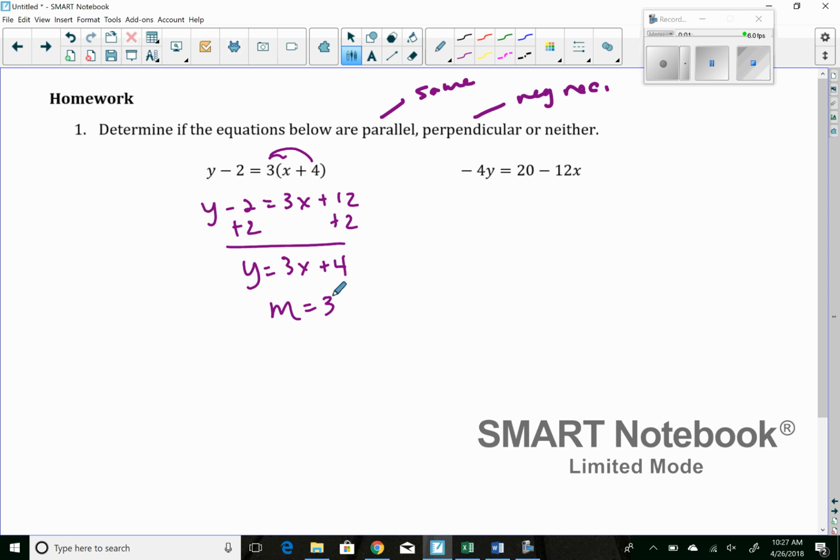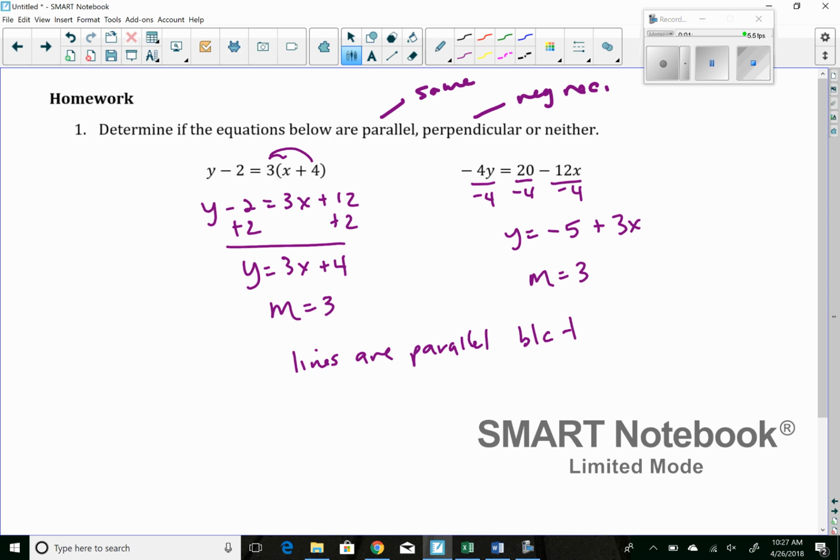If I look at the next one, I divide by negative 4 every term. So I have y is equal to negative 5, double negative makes a plus, 3x. So the slope of this line is 3. Notice they come out to have the same slope, so I can say that the lines are parallel because they have the same slope.